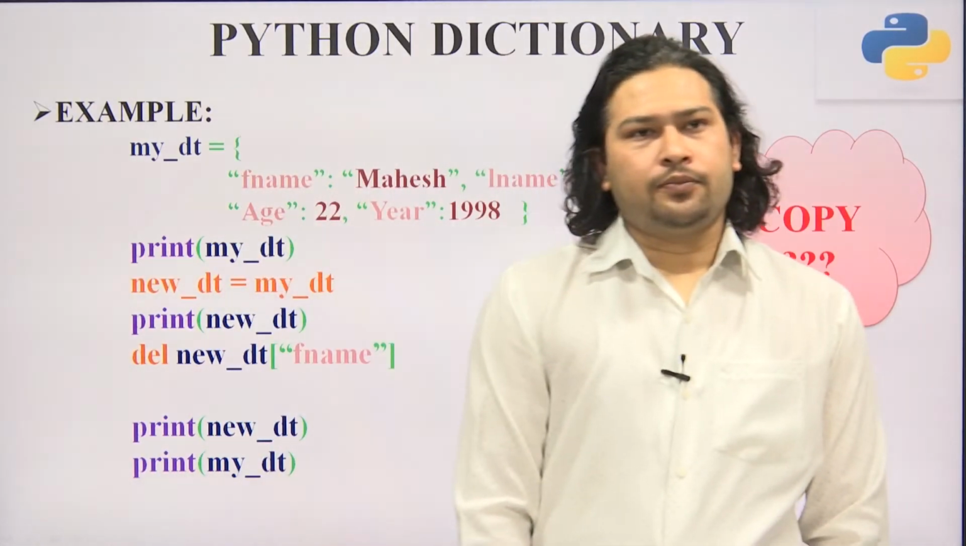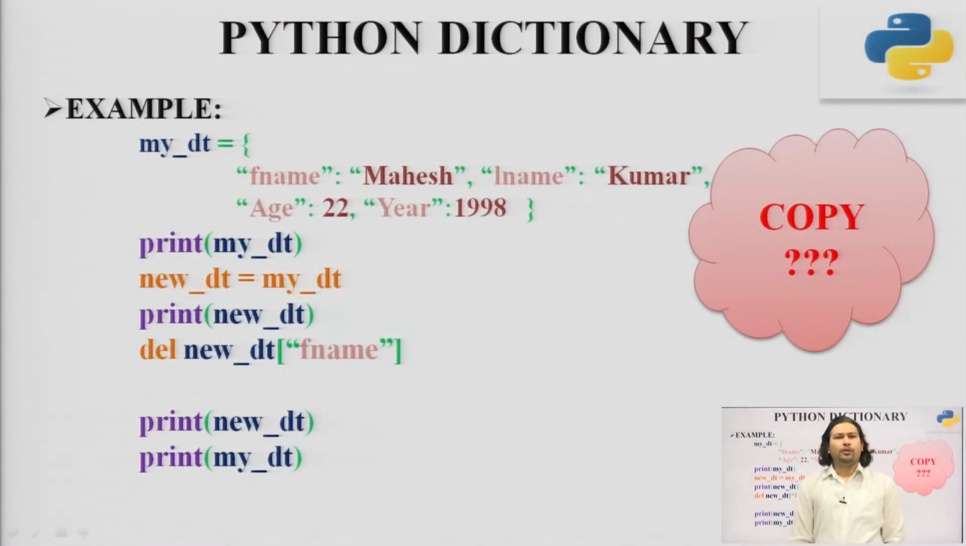Welcome back to the next lecture of the dictionary data type. In the previous lecture, we saw how the myDT variable is created in the dictionary data type, followed by how we updated the values of key value pairs, and the last one is by how many operations we are able to remove the key value pairs in the DT, or in the dictionary.